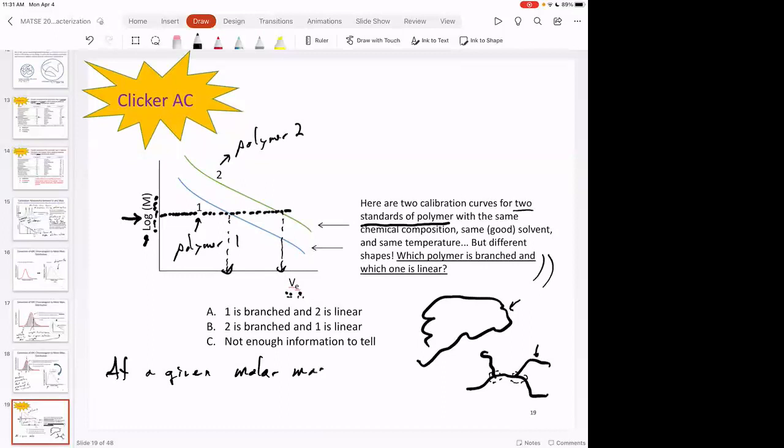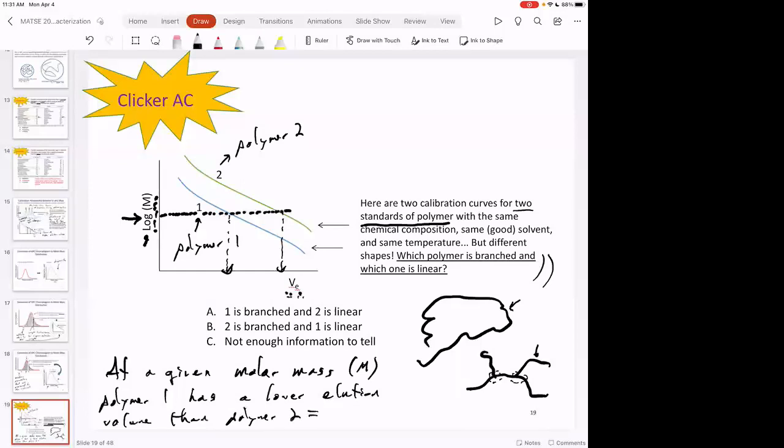So at a given molar mass, M, polymer 1 has a lower solution volume than polymer 2. So that says polymer 1 is larger in solution.